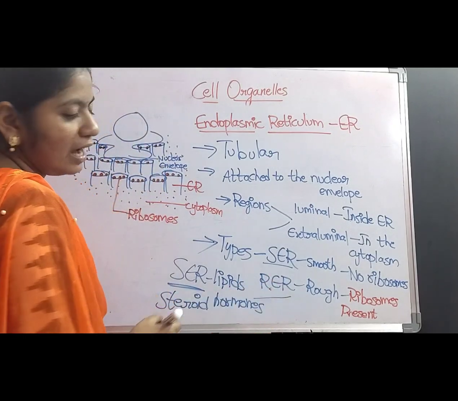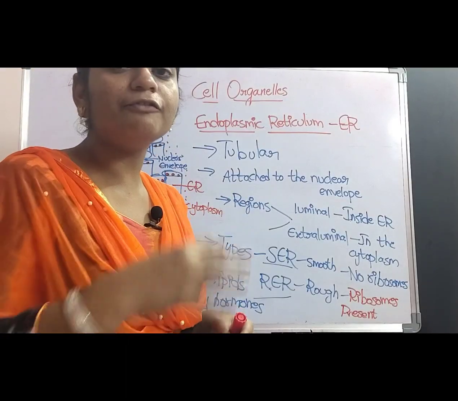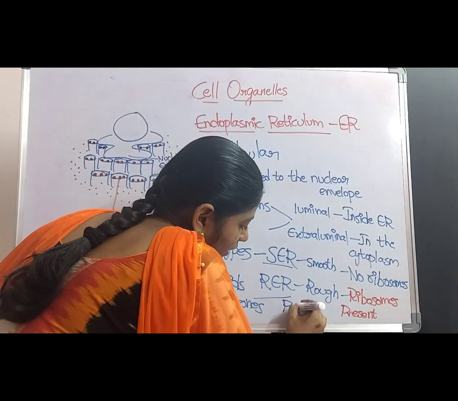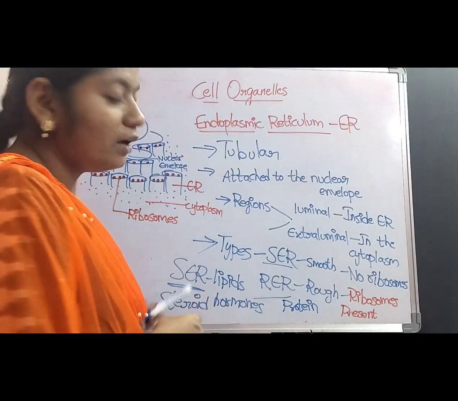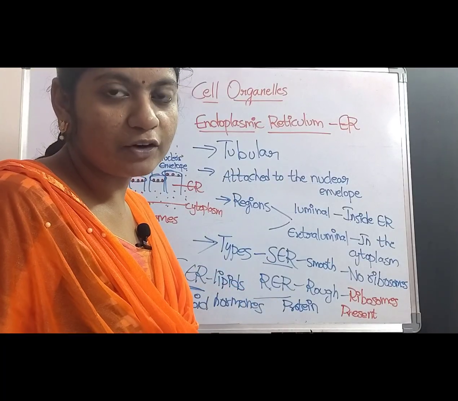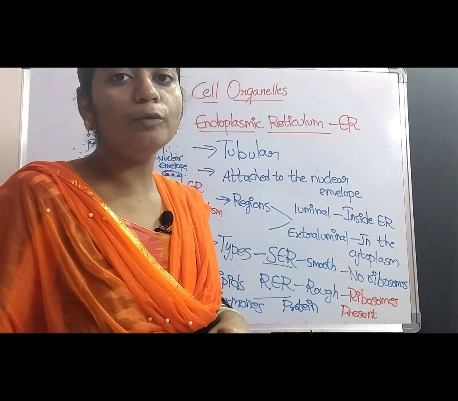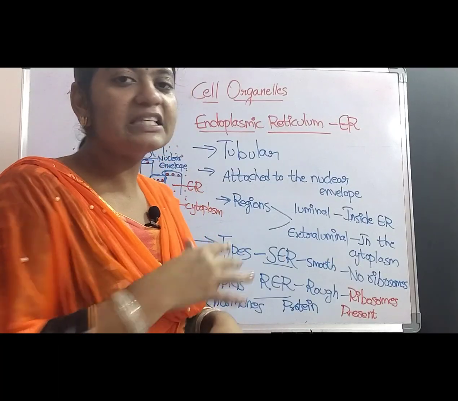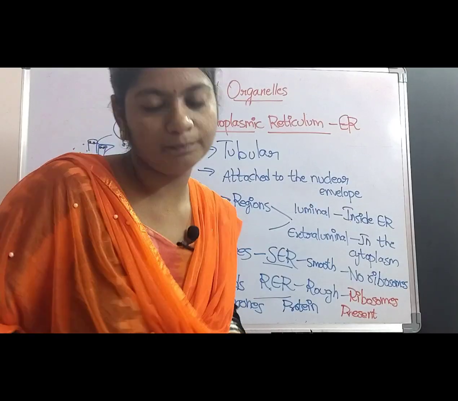And coming to the RER, what happens in the RER? What is the function of the rough endoplasmic reticulum? In the rough endoplasmic reticulum, protein synthesis takes place. Here in the smooth endoplasmic reticulum, lipid formation takes place, whereas in the rough endoplasmic reticulum, protein formation takes place. The proteins and lipids which are formed in the endoplasmic reticulum are phospholipids and phosphoproteins. So this is about the complete structure and functional details of the cell organelle called the endoplasmic reticulum.